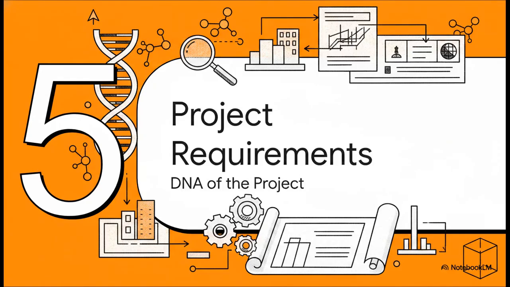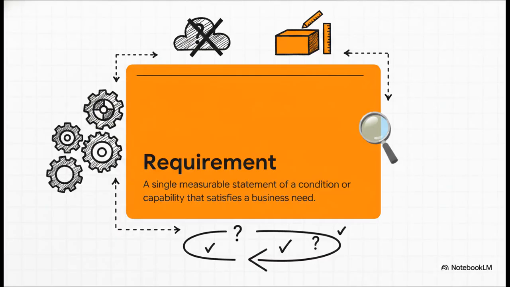Finally, we're at the bottom of our funnel with Section 5, Mastering Project Requirements, the DNA of the project. This is all about gathering the granular data. So let's define this clearly. A requirement is one single measurable statement of a condition or capability that satisfies a business need. Sounds pretty simple, right? Well, getting it right is notoriously difficult.